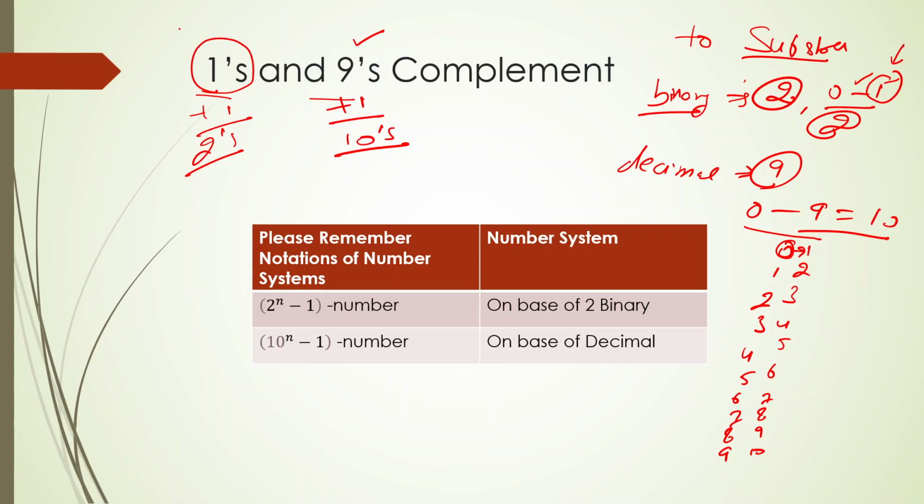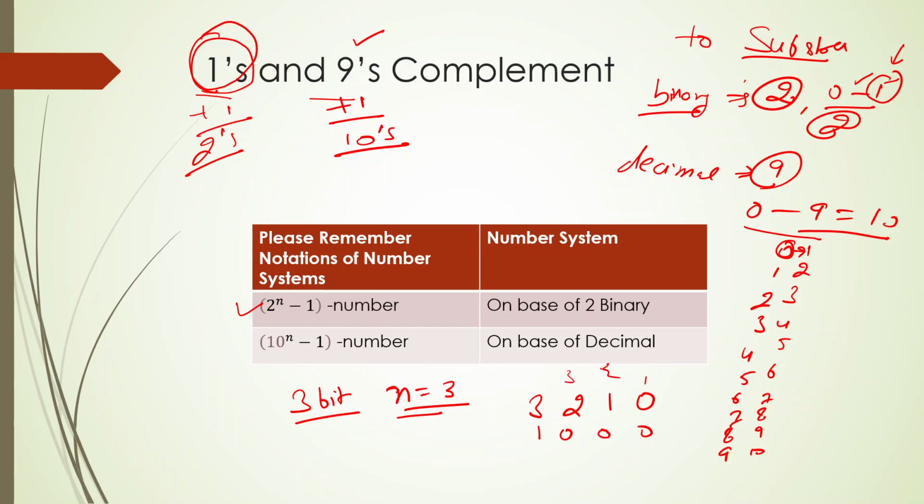So to get the ones complement, what do we do? For example, we have a 3-bit number, n is equal to 3. So what are the locations? 0th location, first location, second location, and third location, right? So what we will do, we will make 1, 0, 0, 0. This is 2 raised to power n, right? 2 raised to power 3 means 2, 4, 8. This is 8, 2 raised to power 3 is 8, right? Minus 1 means 1, 1, 1, right?